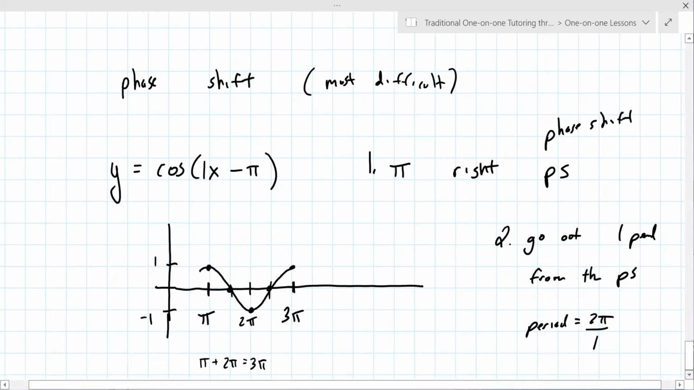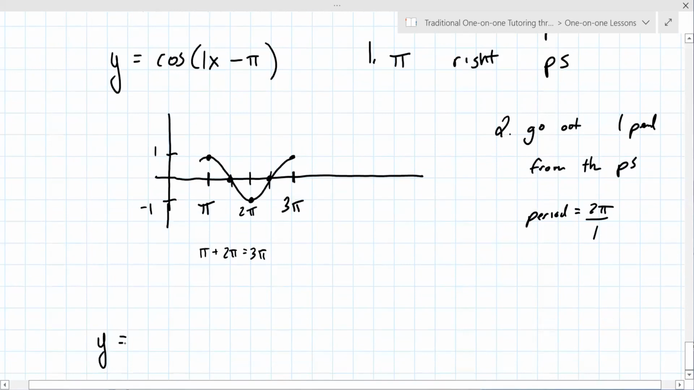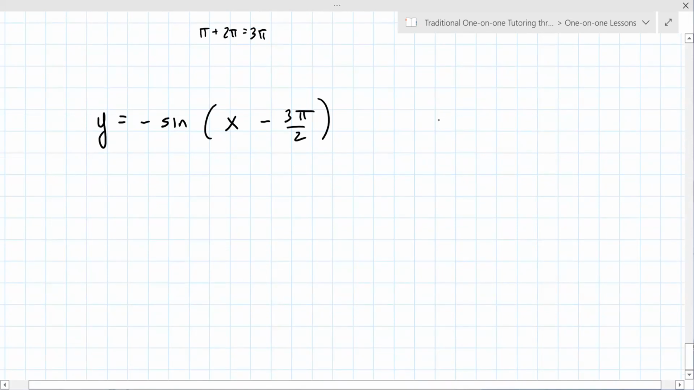All right, you ready for a slightly more difficult one? Yeah. All right, so let's say it's y equals minus sine of x minus 3 pi over 2. What is the phase shift for this one? So it'd be three pi over two, right? Right, three pi over two. Yeah, and that really does matter. We'll do the left ones here shortly, but they just get harder. Anytime you're going left, it just gets harder.